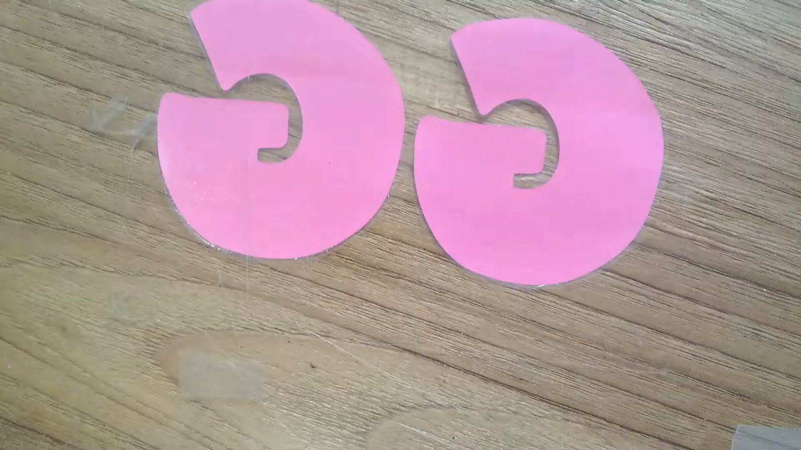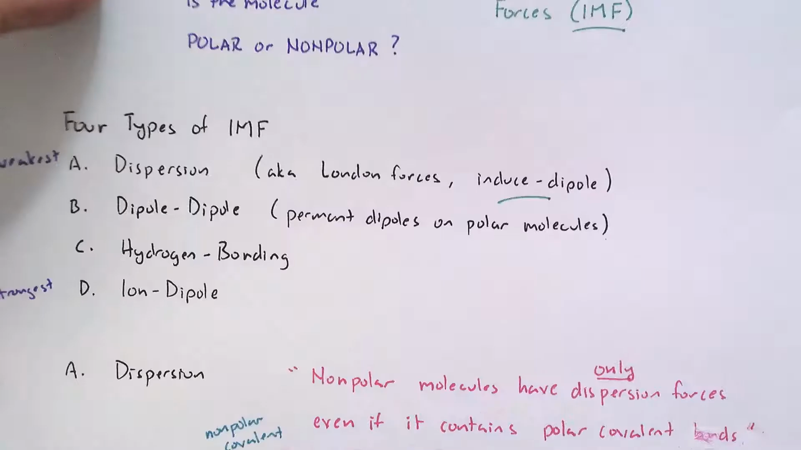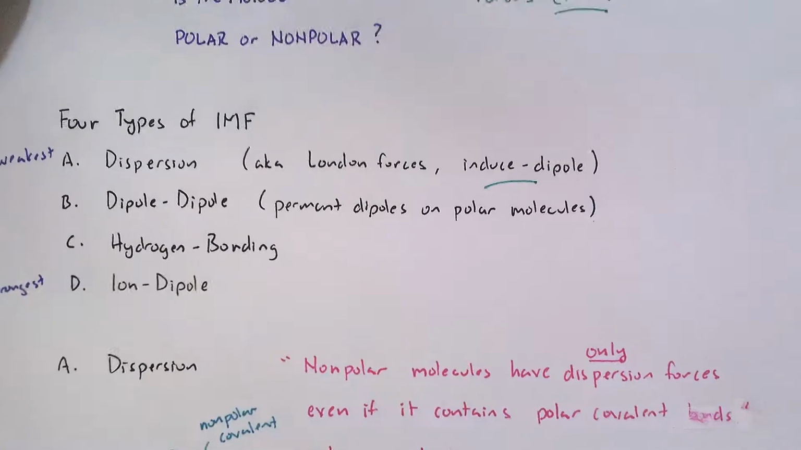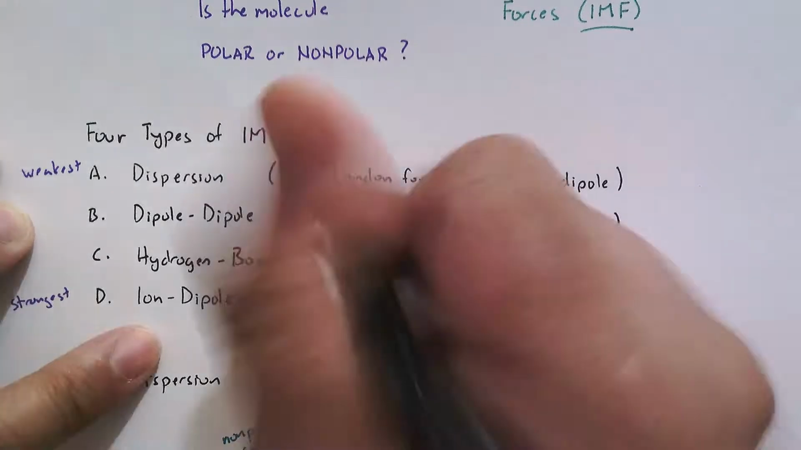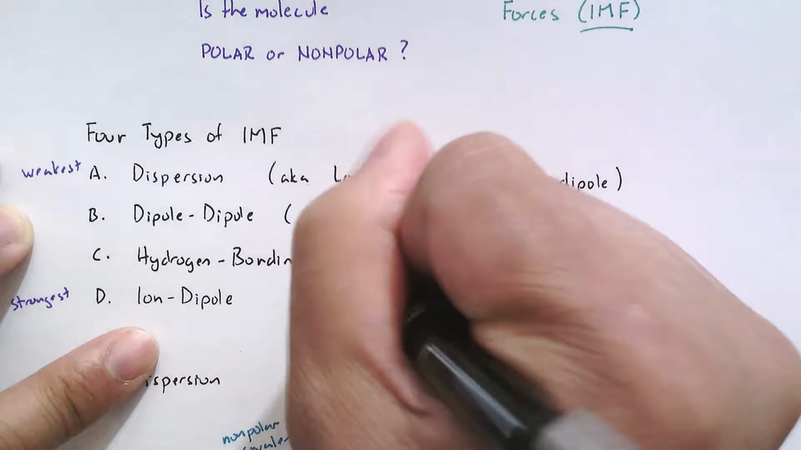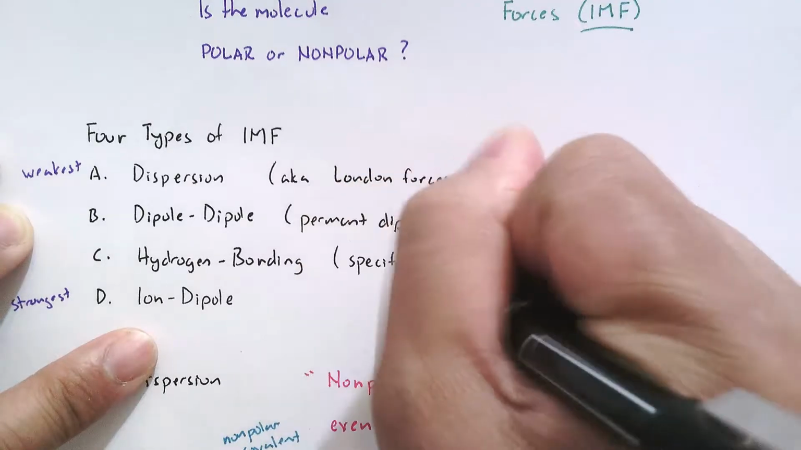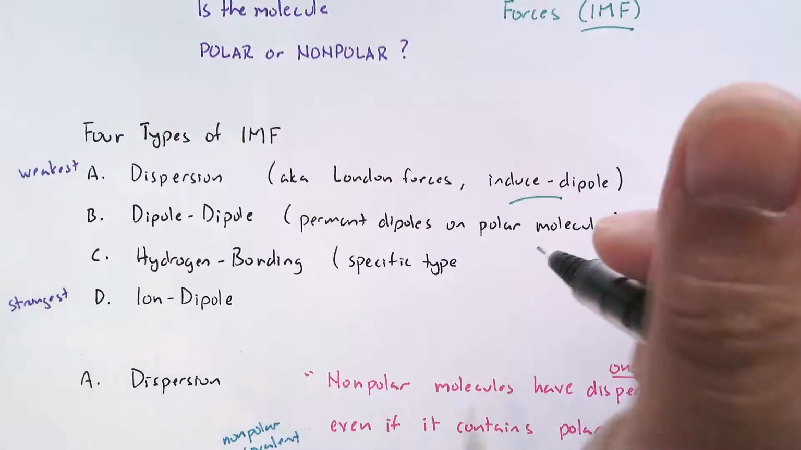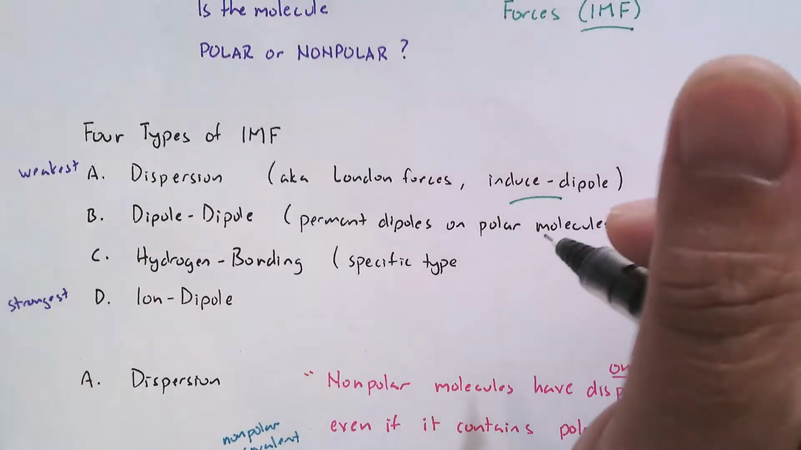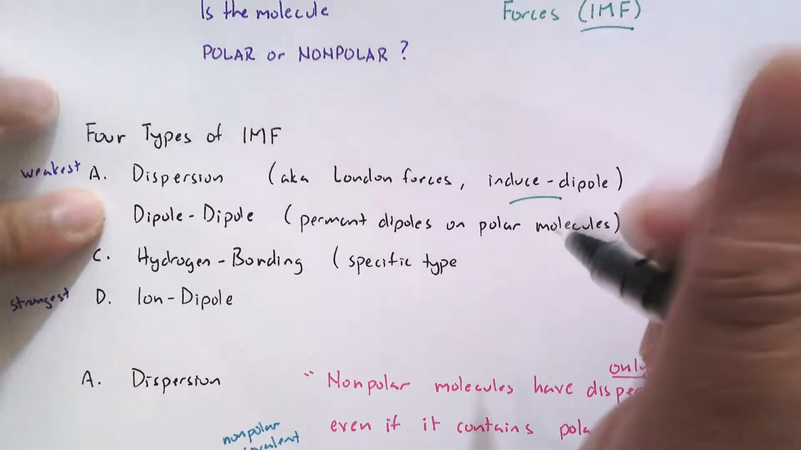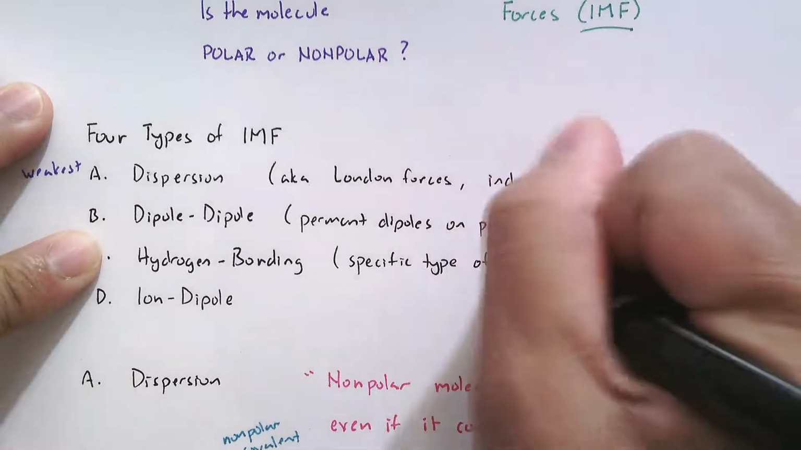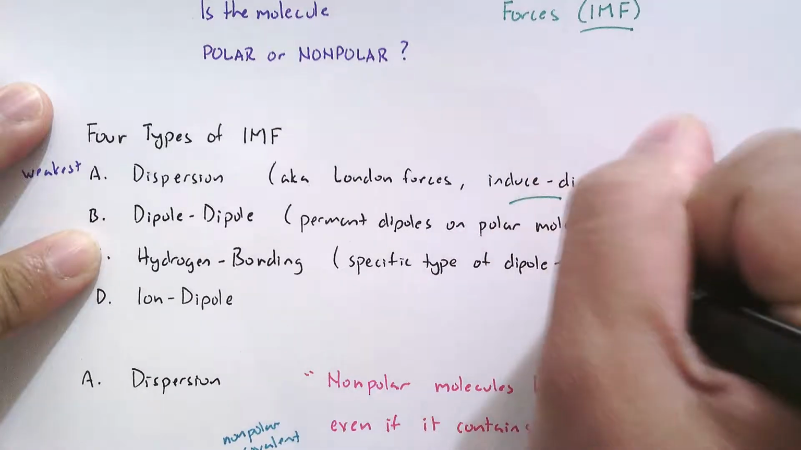Next, hydrogen bonding. Hydrogen bonding is the third IMF, but technically it's a subset of dipole-dipole. Most textbooks still set this apart and call it a separate category, but it is a specific type of dipole-dipole. If you have a molecule that displays hydrogen bonding, you say hydrogen bonding. You don't say special dipole-dipole or dipole-dipole.